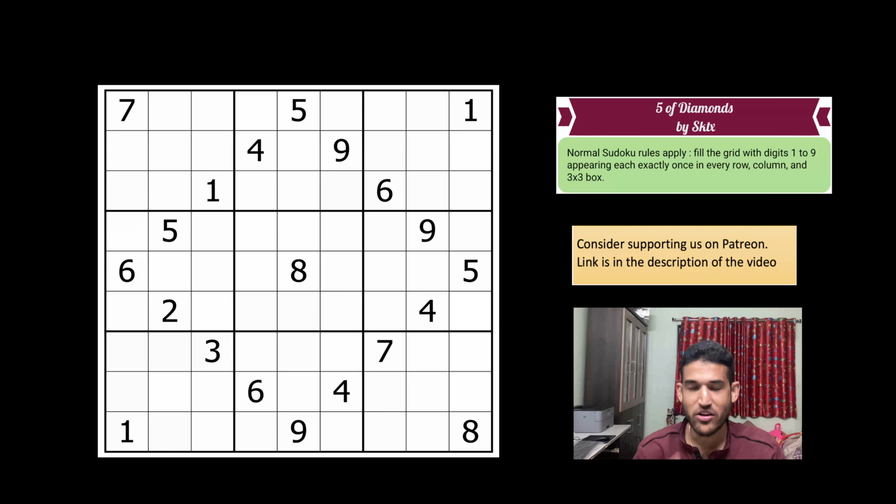Today's video is again on a classic Sudoku titled 5 of Diamonds, and this Sudoku was created by the author Sktx. We have featured many videos on classic Sudokus created by this author in the past, and there is an interesting backstory to this particular classic Sudoku. This was published on Logic Masters Germany in October 2021.